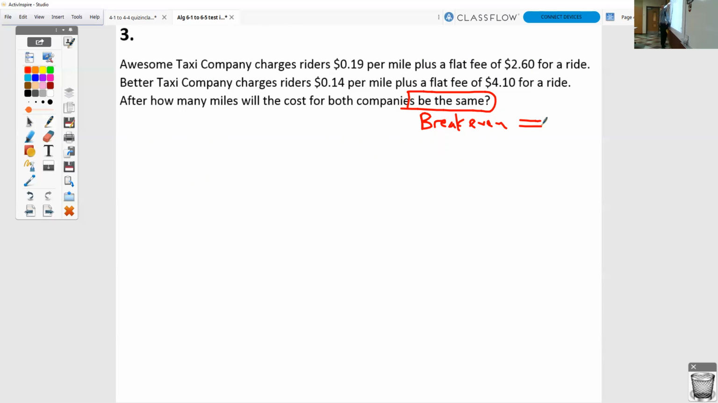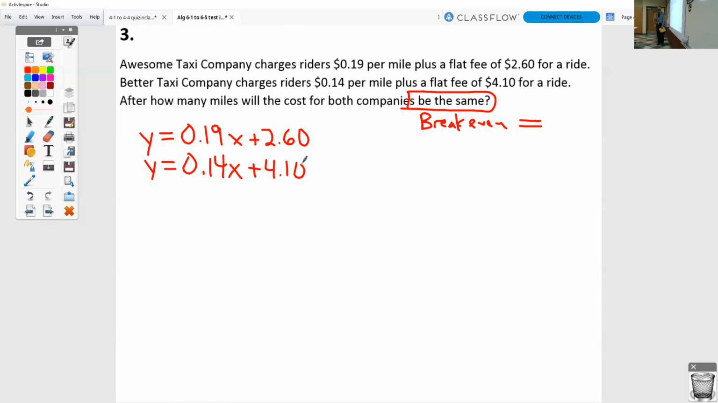Awesome Taxi Cab Company charges 19 cents a mile. So 19 cents times the number of miles plus a fee of $2.60. So whether you go 1 mile or whether you go 100 miles, you get that $2.60 fee. Better Taxi Cab Company charges 14 cents a mile. So 14 cents times the number of miles plus $4.10.